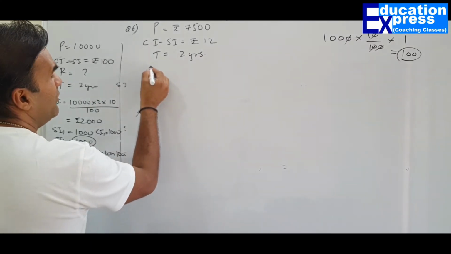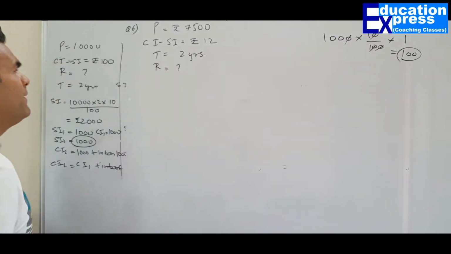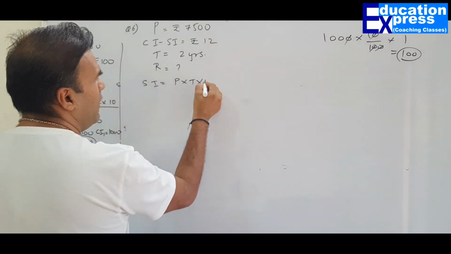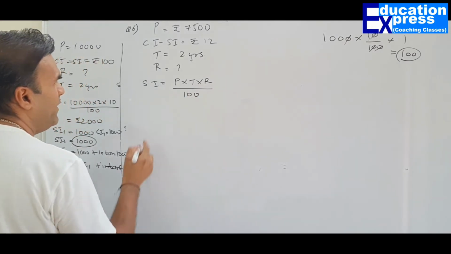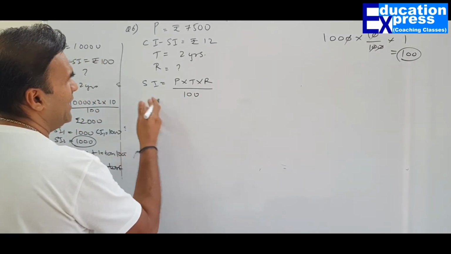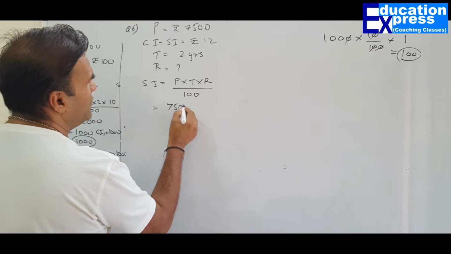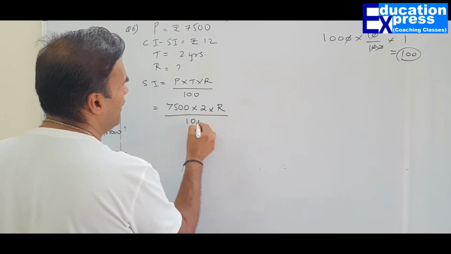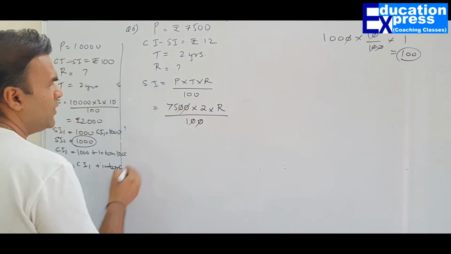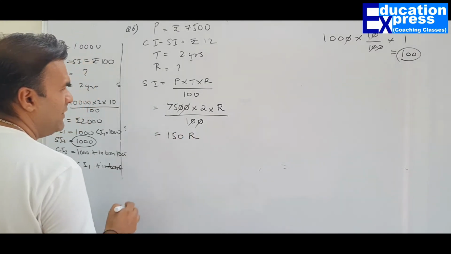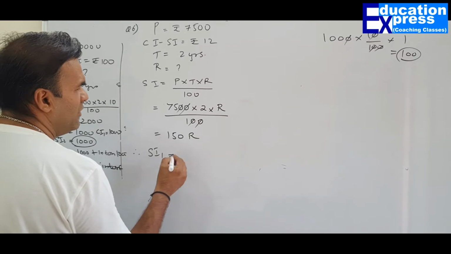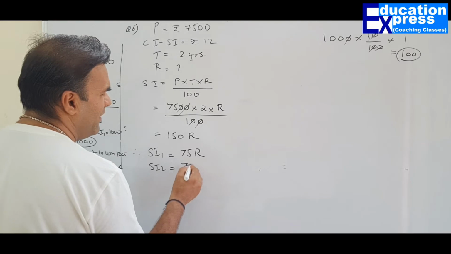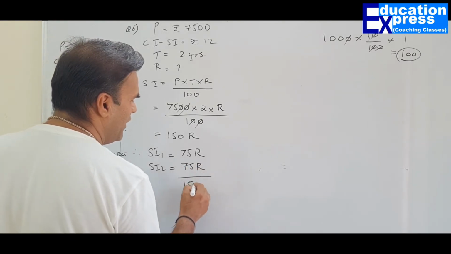Find out the rate of interest. So my answer to this simple question: simple interest is P into T into R upon 100. So what is the simple interest for first year and second year both put together? 7500 multiplied by time 2 years multiplied by rate, not given, upon 100. What do you get? 150R. That means simple interest for first year would be 75R. Simple interest for second year would be 75R. This is how you got 150R.